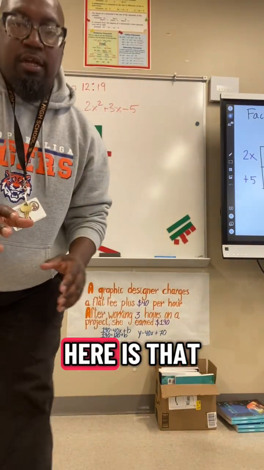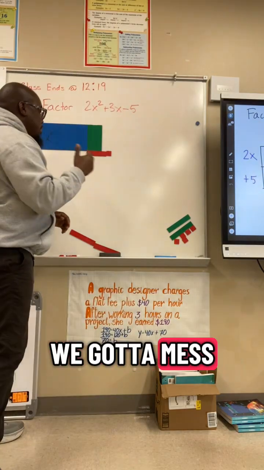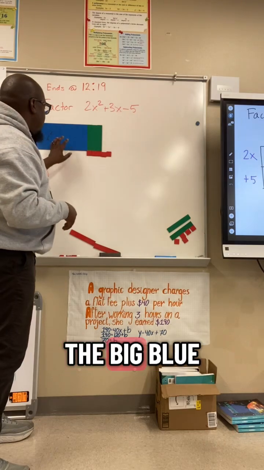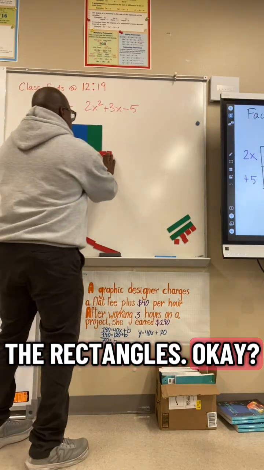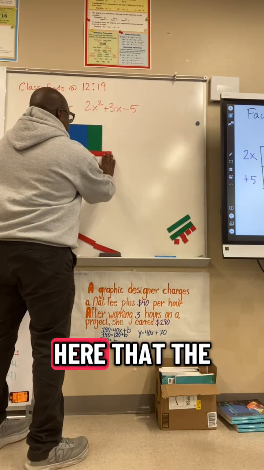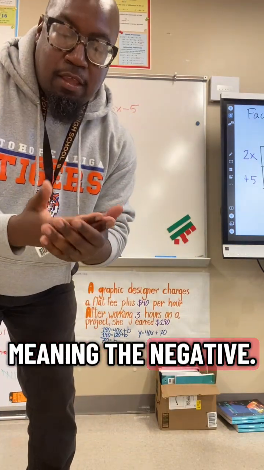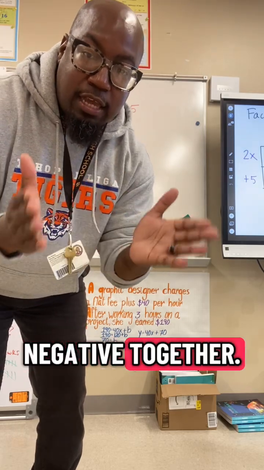So what we say here is that we need to mess around with the rectangles, okay? We're gonna leave this and this alone. So we're gonna leave the big blue squares alone and the small squares alone, but we're gonna mess around with the rectangles, okay? Now I'm noticing here that the small squares are red, meaning they're negative. Meaning the only way I can get a negative is to multiply a positive and a negative together, okay?